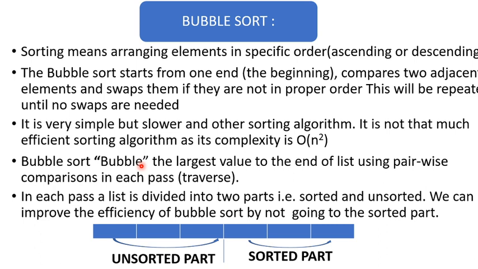Okay. Now, let us suppose there is a list that is unsorted. After pass 1, what will happen? The largest element will go to the end. So the largest element is sorted now. So here our list is divided into two parts. One is the unsorted part and second is the sorted part. We will only scan the unsorted part, because the sorted part is already sorted. If we scan the sorted part, it will just waste time. So we will only scan the unsorted part.